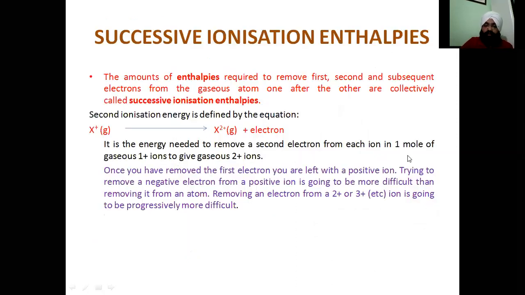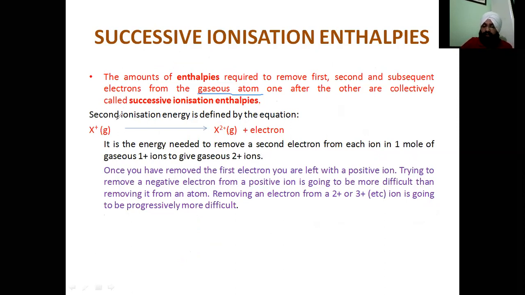Now next we have successive ionization enthalpies. It means if we remove the first electron, it is the first ionization enthalpy. Now if we remove one more, it is the second, then again the next one, so third, fourth, fifth. So the amount of enthalpy required to remove the first, second, and subsequent electrons from a gaseous atom is collectively known as successive ionization enthalpies.